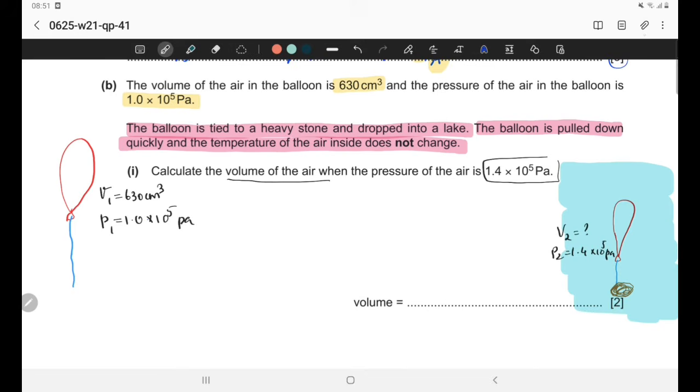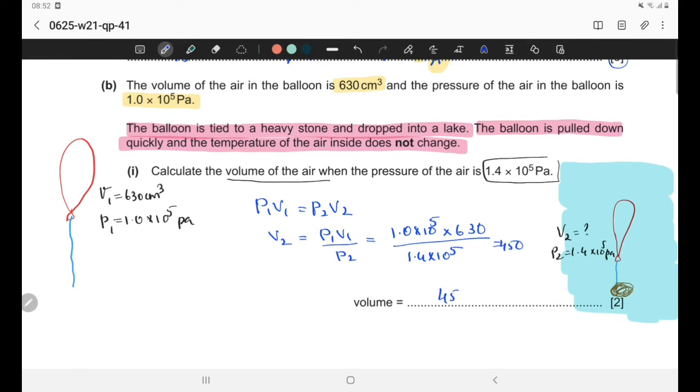So here we can use Boyle's law equation, that is P1 V1 equals P2 V2, and we need to calculate V2, so we can make V2 the subject. So we will get P1 V1 over P2, where the initial pressure is 1 × 10^5 times the initial volume, 630, over P2, that is the pressure of the balloon in water, 1.4 × 10^5, and we will get 450. So the answer is 450, and the unit here is centimeter cube.